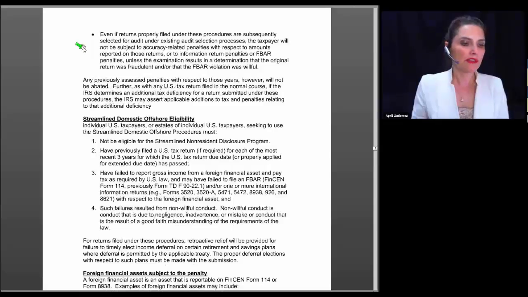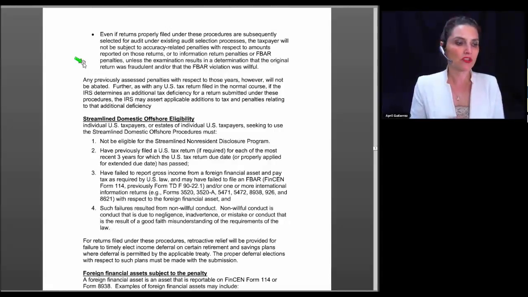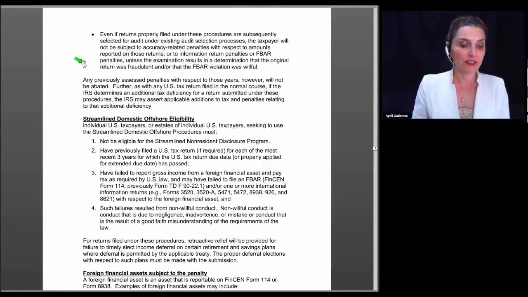Even if returns properly filed under these procedures are subsequently selected for audit under existing audit procedures, the taxpayer will not be subjected to accuracy-related penalties with respect to amounts that are reported on these returns or to information return penalties or FBAR penalties unless the examination results in a determination that the original return was fraudulent or that the FBAR was willfully not filed in the first place. So in other words, you can't take advantage of this particular program and get off the hook if all along you were a willful violator. But if you were a non-willful violator, this is the program for you.